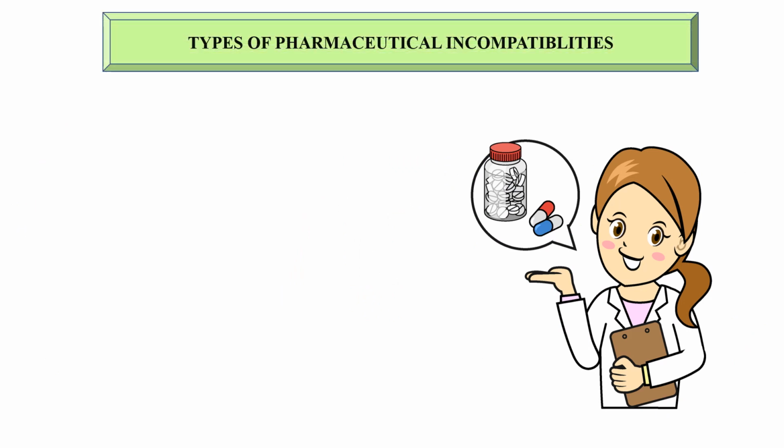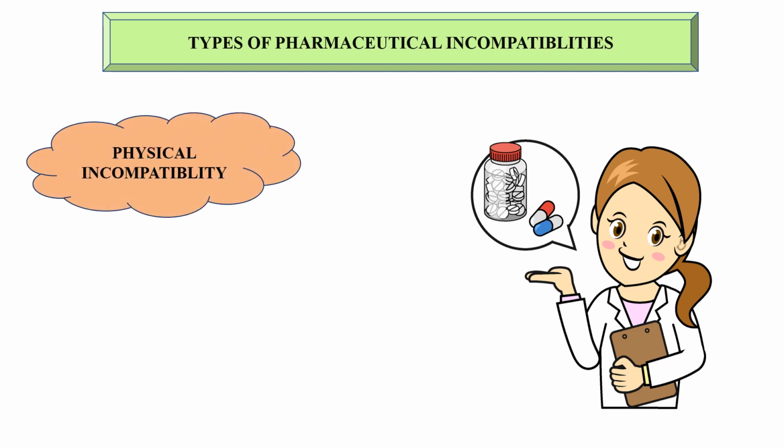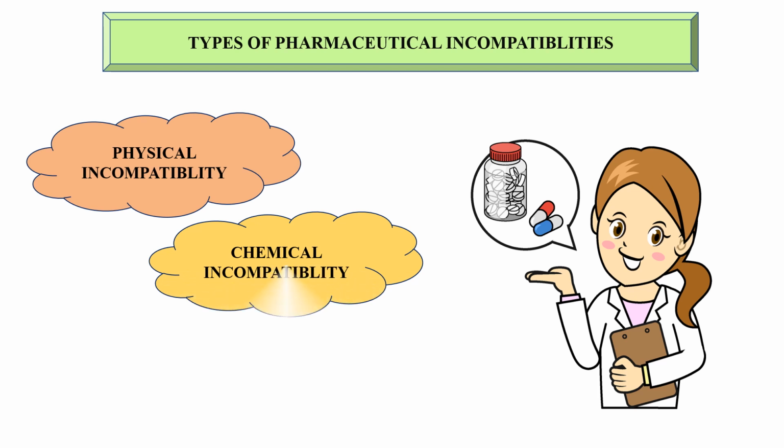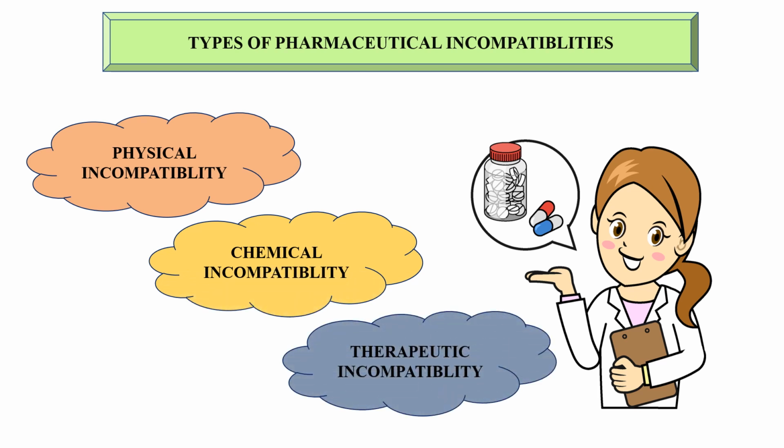Now, moving ahead to types of pharmaceutical incompatibilities. Majorly, there are three types of pharmaceutical incompatibilities. They are: first one is physical incompatibility, second one is chemical incompatibility, and the third one is therapeutic incompatibility. Physical incompatibility. As the name indicates, when two or more substances are combined, a physical change occurs, such as a change in appearance, odor, texture, and morphology.